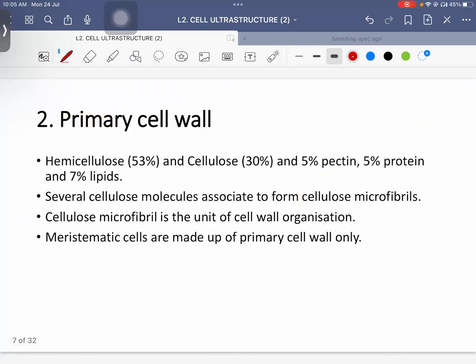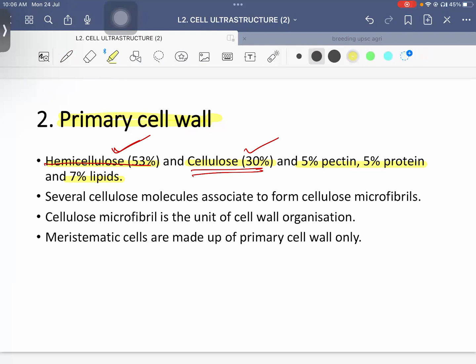The second structure I told you is the primary cell wall. I told you this is less thick compared to the secondary cell wall. Why is it so? Because it is made up of hemicellulose: hemicellulose is 53%, then cellulose 30%, and 5% pectin, protein and lipids. You should observe that hemicellulose is 53% and cellulose is 30%. Why am I telling this? Because we will see the percentage difference in the secondary cell wall. So you should remember this.